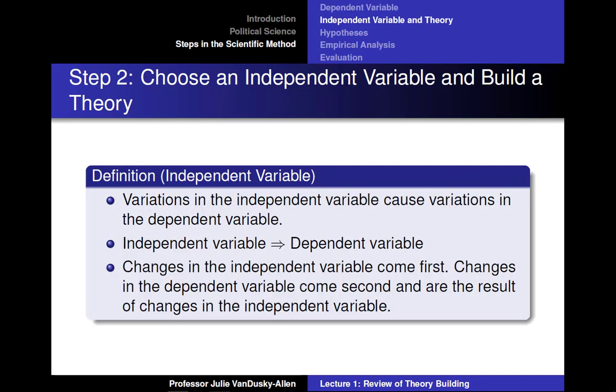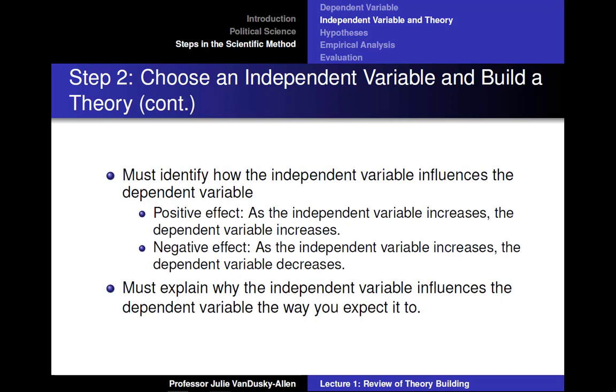The second step in the scientific process is building a theory to explain why we see variations in our dependent variable. In this theory, we usually choose one independent variable that we believe influences variation in the dependent variable. We believe that variations in the independent variable influence variations in the dependent variable. In other words, changes in the independent variable come first and then cause changes in the dependent variable.